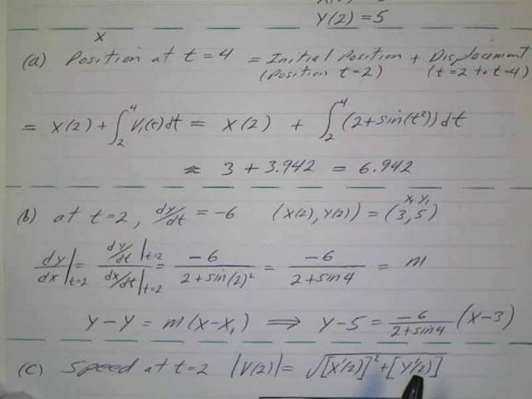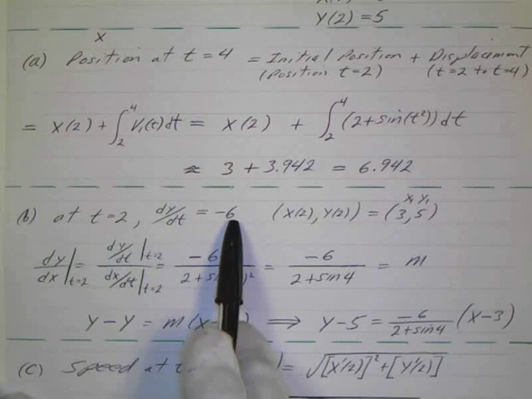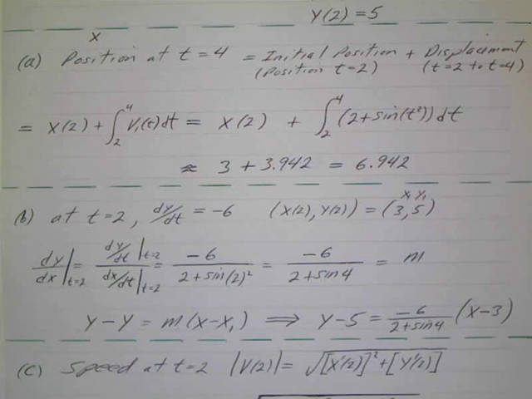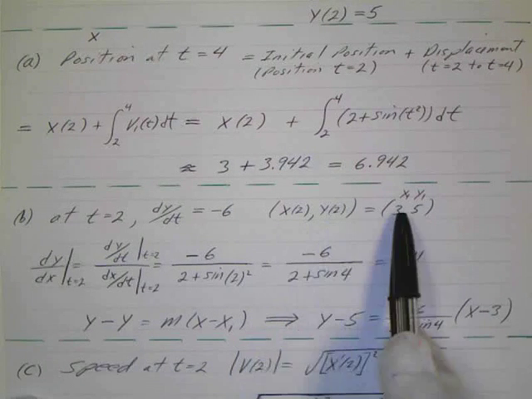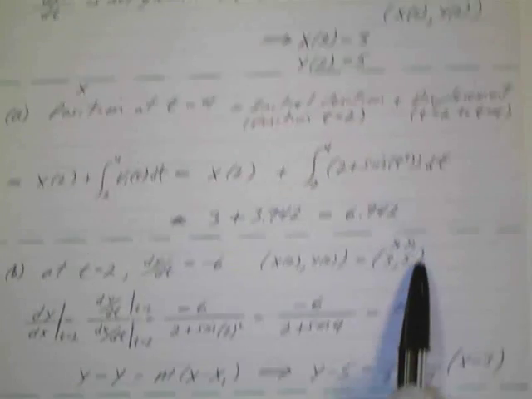Okay, letter B. At t equals 2, they tell you that dy/dt is negative 6. We still have our initial position or our given points. So what they want you to find is write an equation for the line tangent to the curve at the point x sub 2, y sub 2. So x sub 2, y sub 2, this would be the point (3, 5). We're given that right up here.